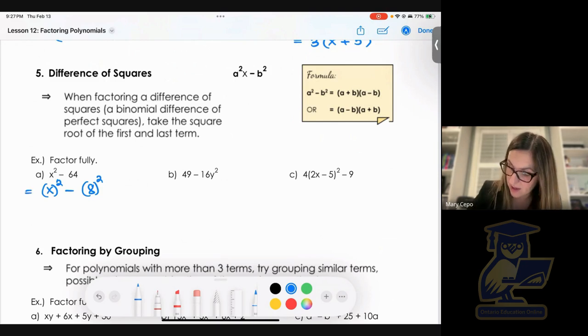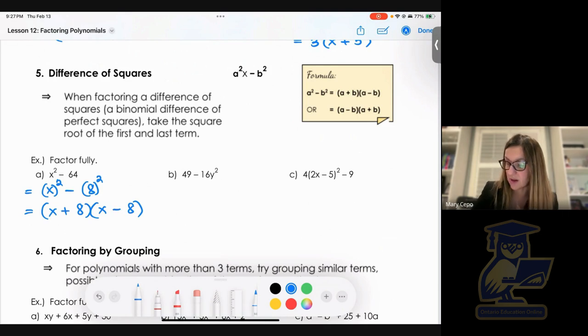Now, if that is the case, we set up our two brackets, so a double bubble. x would be the first term in each bracket because it's the first perfect square. 8 in the second bracket. And then the only difference between the two brackets are our signs. The order does not matter. Or if you wanted to write x minus 8, x plus 8, it does not matter. Okay, so you always want to identify, is this a difference of squares?